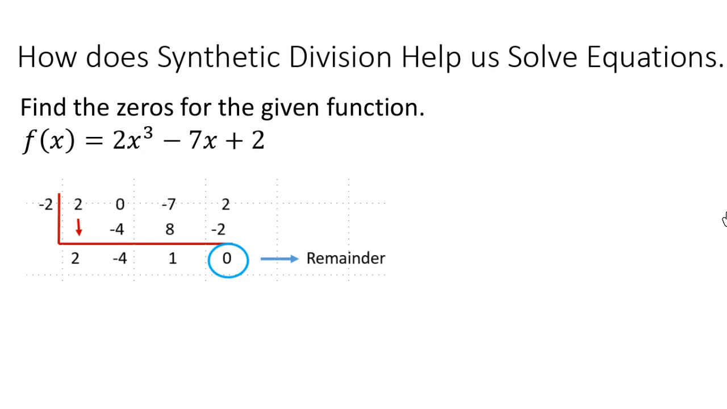Since they tell you that x equals negative 2 is a 0, then that means that if you get something in the remainder that is not a 0, then that means you did something wrong, okay? In this case, we did get 0, so we're good to go. So how does that help us? Well, this is how it's going to help us.